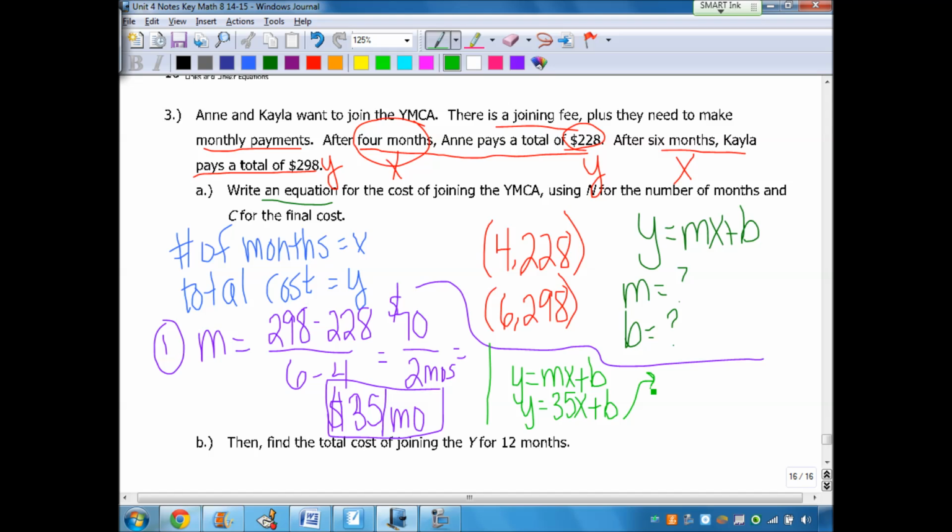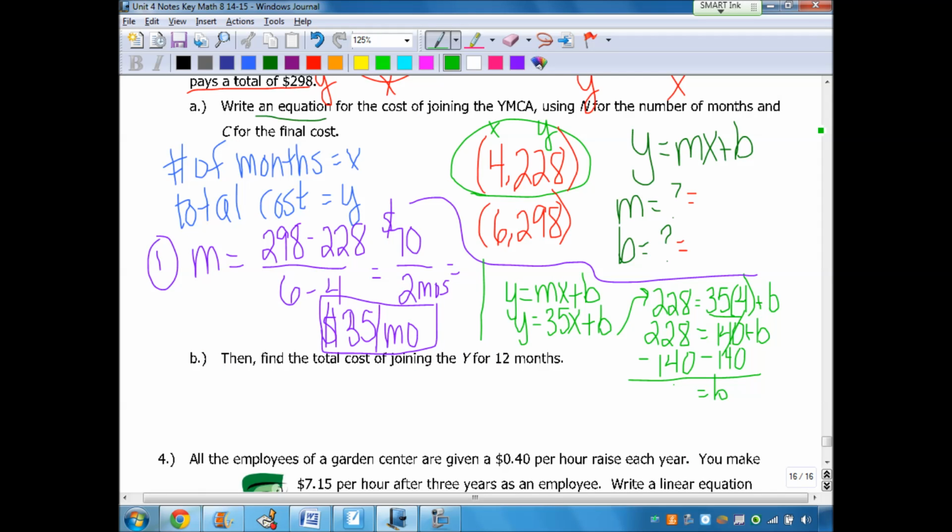Now, you need to plug in any coordinate you want. It's up to you. I'm going to plug in this coordinate right here, 4, 228. Remember, 4 is x, 228 is y. So every time I see a y, I'm going to replace it with 228, and every time I see an x, I'm going to replace it with 4. So 228 equals 35 times 4 plus b, okay? Well, 35 times 4 turns into 140. Subtract 140 from both sides. So then this ends up being 88 right here.